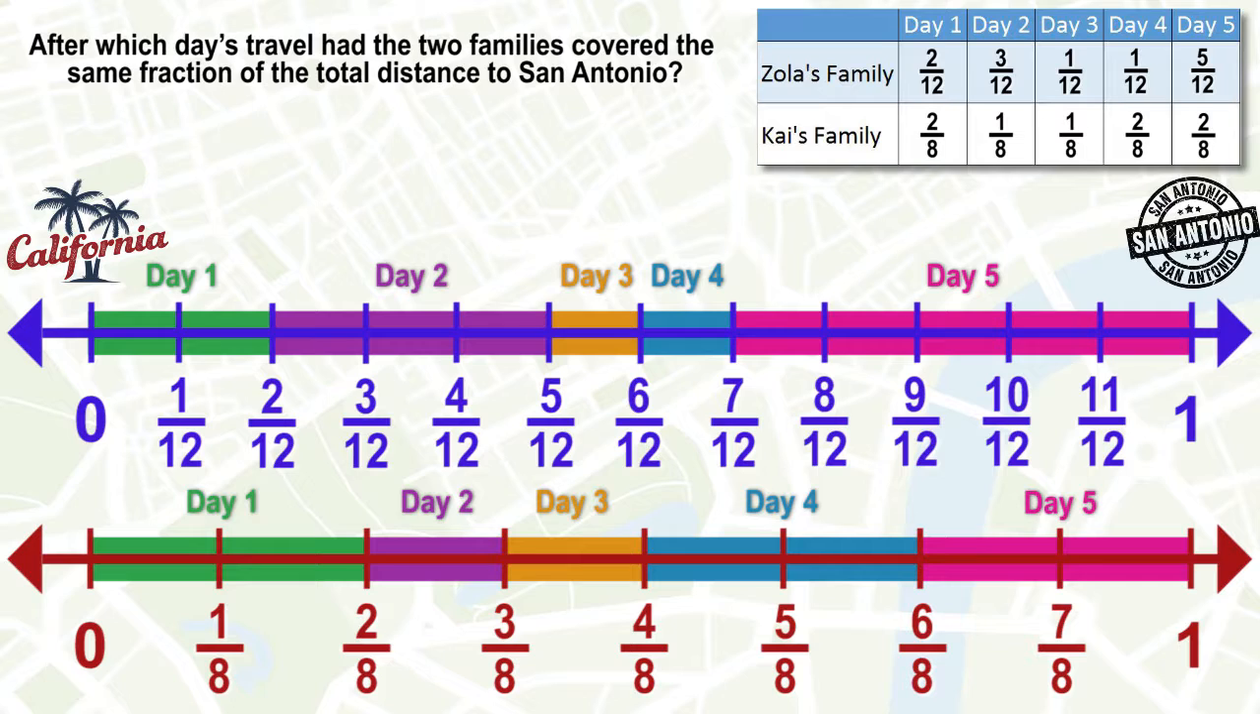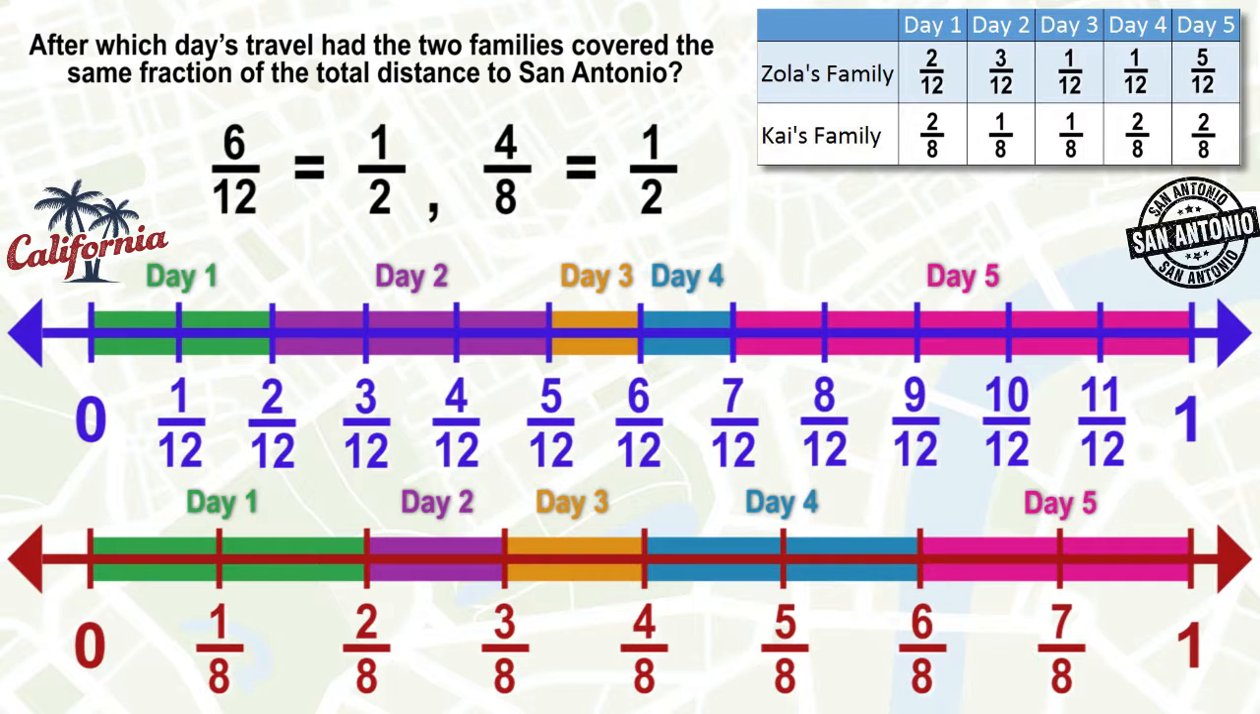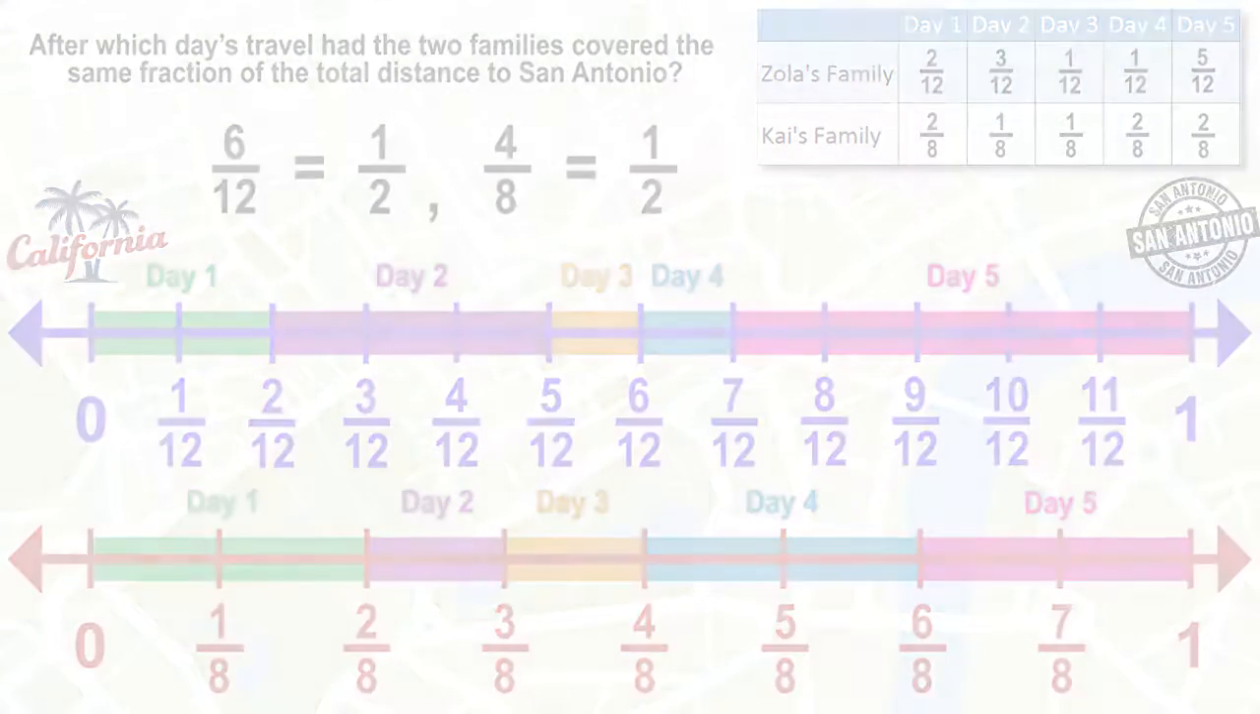This is because Zola's family traveled 6/12 of the distance by day 3, and Kai's family traveled 4/8 of the distance. 6/12 is also equivalent to 1/2, and 4/8 is also equivalent to 1/2. Therefore, 6/12 is equivalent to 4/8.